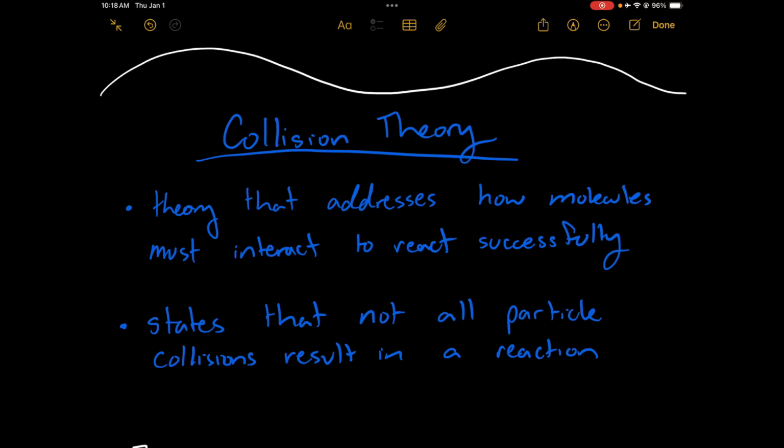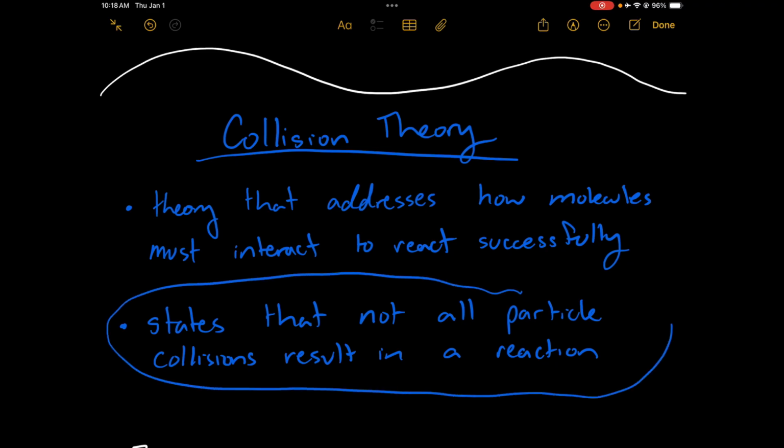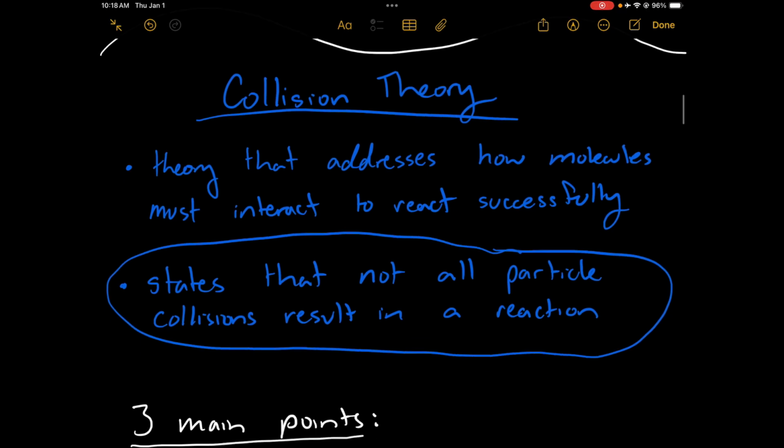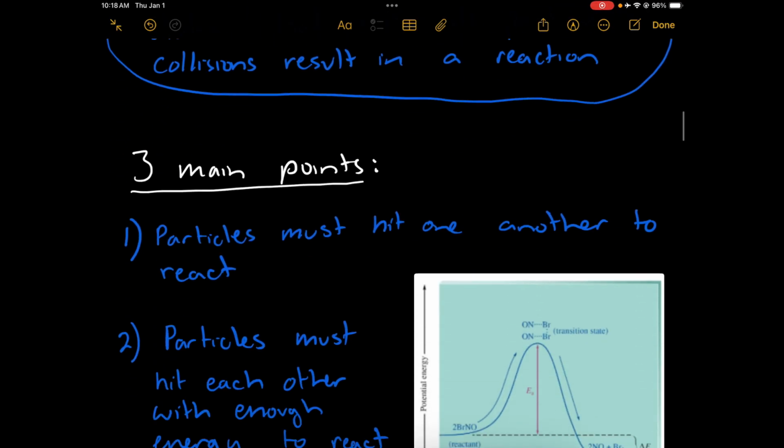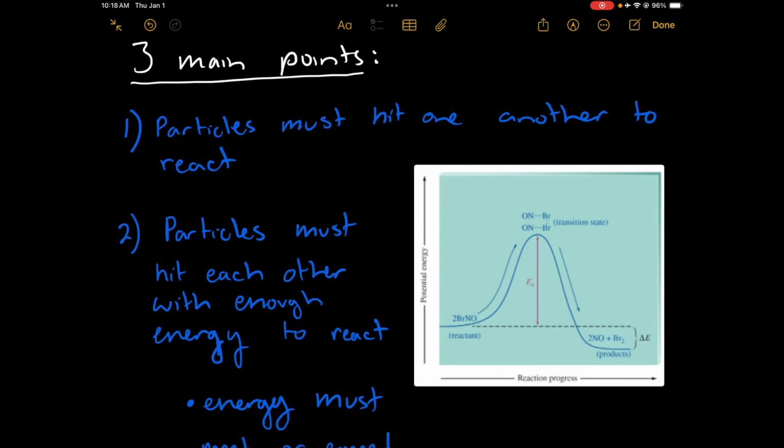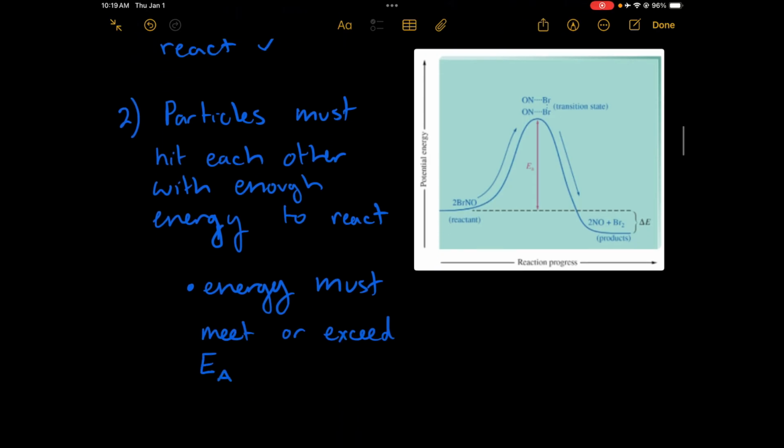So the main tenet of collision theory is that not every single particle collision or interaction is going to result in a reaction. There's three main points of this theory. The first is that to react, two particles have to hit each other. They have to collide, and that's pretty obvious. So that's tenet one. The second main point is that particles have to hit each other with enough energy to react. And what do I mean by that?